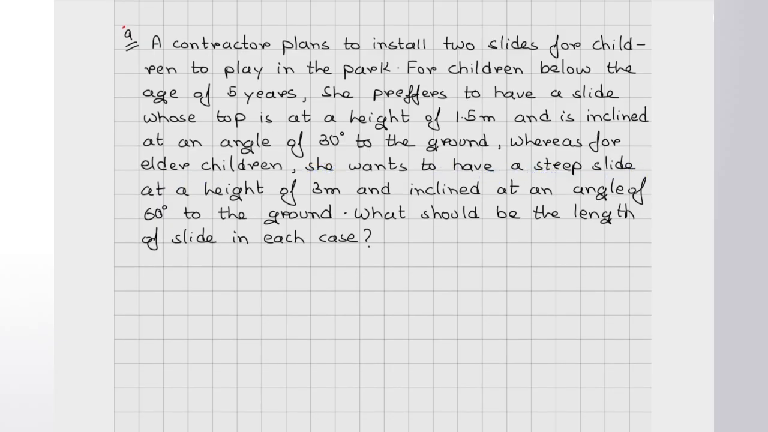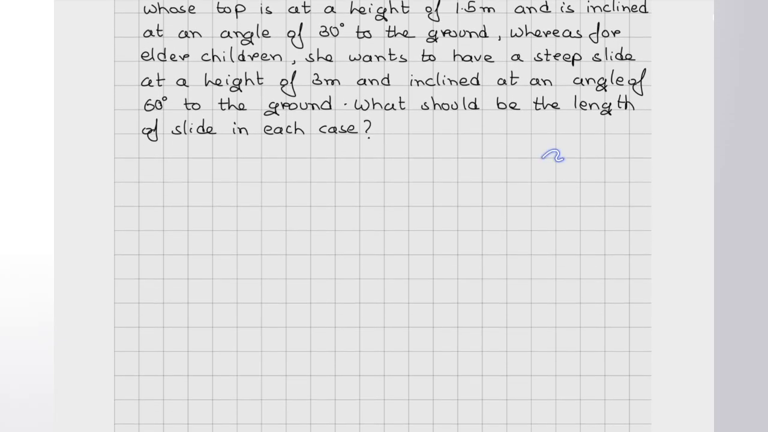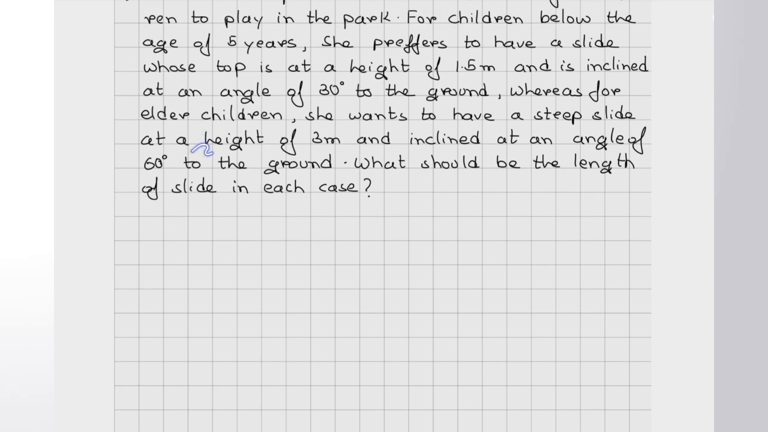Steep means खड़ी, meaning the elevation will be a little more steep. Steep slide at a height of 3 meter. So height is given, and inclined at an angle of 60 degree. Again it is given. So here it is 30, here it is 60. Of course, this slide is a steep slide to the ground. What should be the length of the slide in each case?